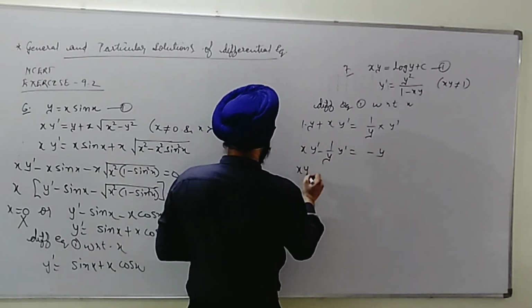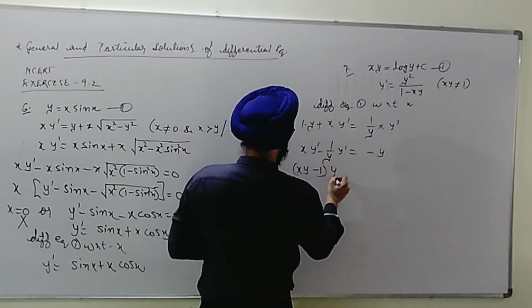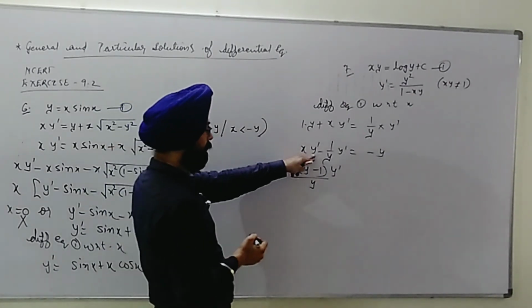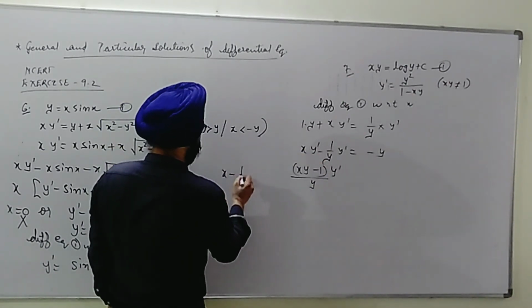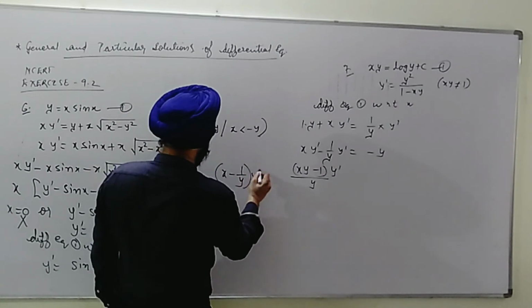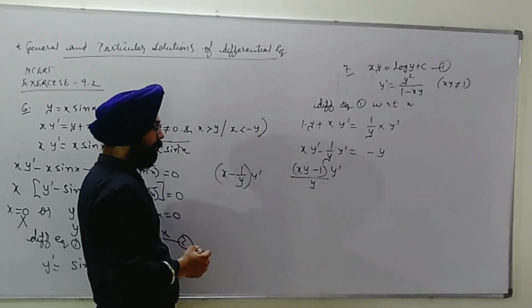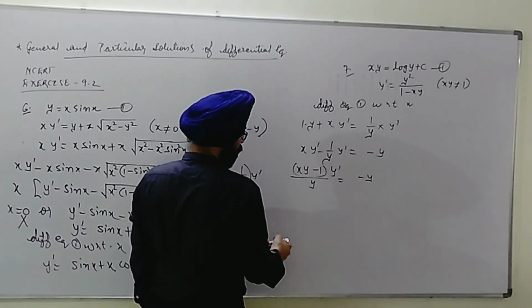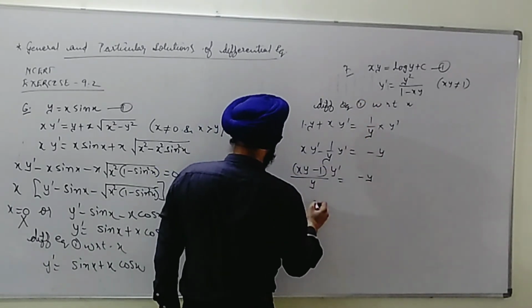So we have xy minus 1, y dash upon y. As I got here taking y dash common, x minus 1 upon y in bracket. So I have directly taken LCM. Okay, I hope you get it. Equal to minus y. We need only the value of y dash.